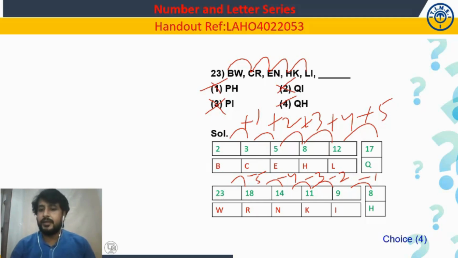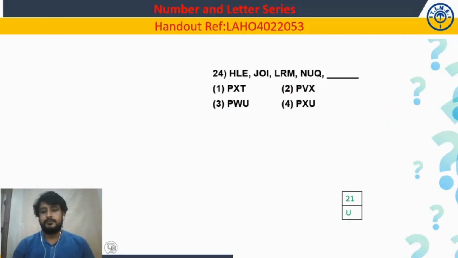You should be thorough with the place values. Try to remember the place values. Now move to question number 24. Now you try it once. H, L, E, J, O, I, L, R, M, N, Q, U. You tried once.